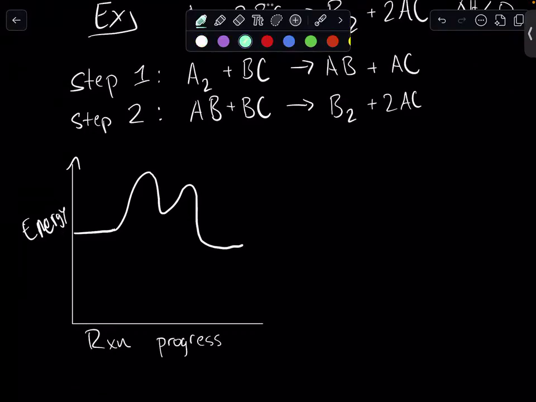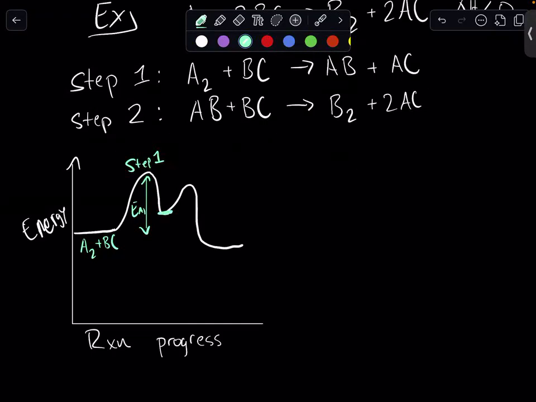So in this first step, we have our A2 plus BC as our reactants, and we have our intermediary steps. We'll get to that in just a minute. This is our step one. In our step one, we're going to have a couple points here. We have our activation energy for step one, EA1. And then as this reaction progresses, we get to our products of step one.